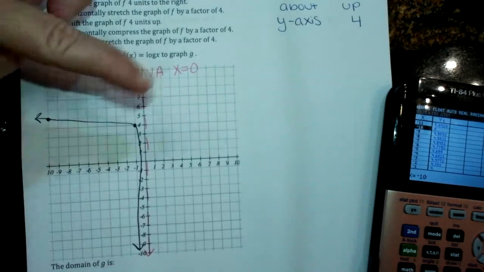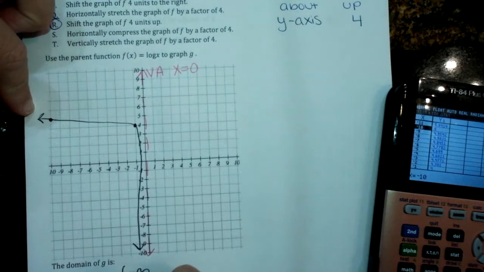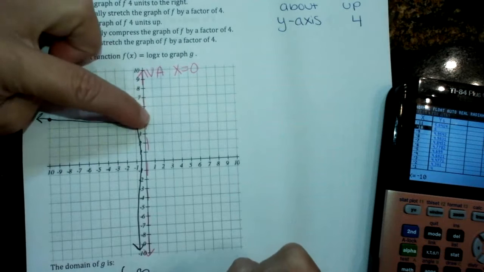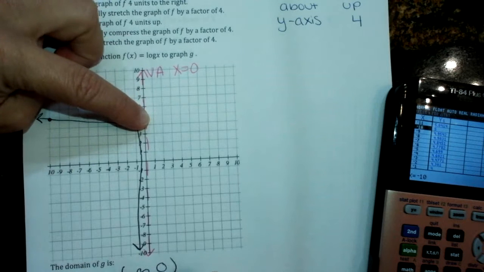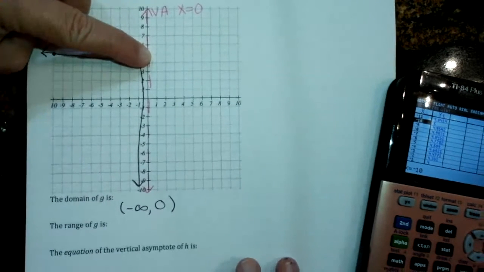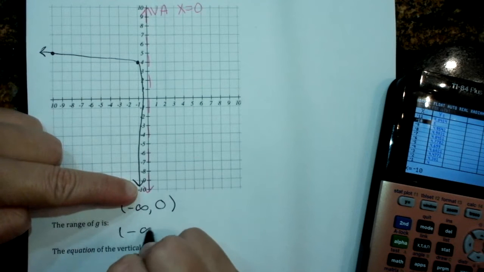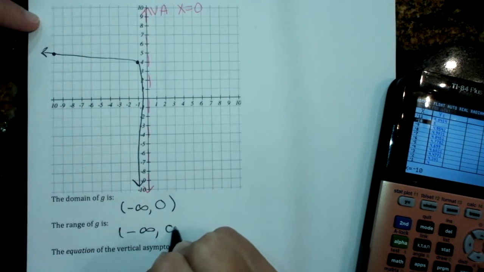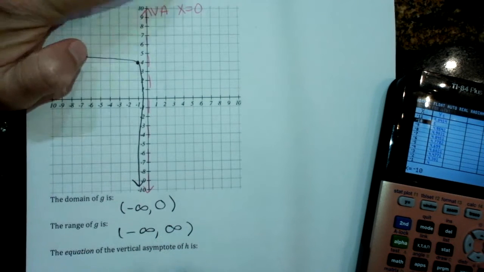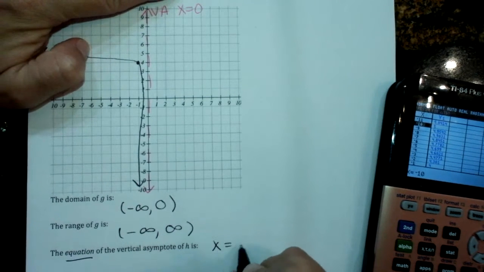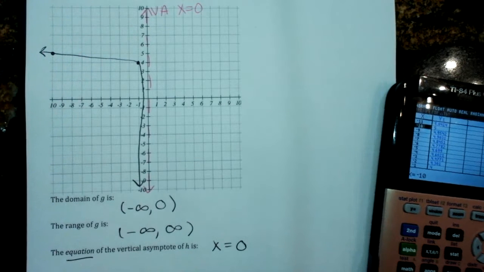So our domain, going from left to right, it's going on forever to the left, so negative infinity. It's going to get super, super close to 0, but it's never going to touch it. So 0 with a parenthesis, just like we talked about in 5.1. The only thing is, remember, it was a horizontal asymptote. So the asymptote affected our range for our exponentials. This is the opposite. So now we have a vertical asymptote. It's affecting our domain. Our range, it's going down forever, so negative infinity. Slowly going up forever, so positive infinity. And our vertical asymptote, the equation is x equals 0. Ta-da!